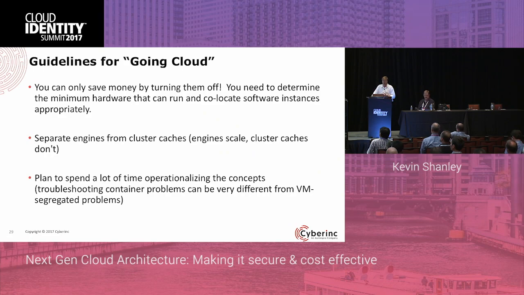Engines can scale very well. Clusters and caches like that do not. As you scale caches out across more and more nodes, your cache hit ratios start to plummet. And you just need to think about that for your application architecture. And this last point, don't underestimate it. It takes a long, long time to operationalize a lot of these concepts.